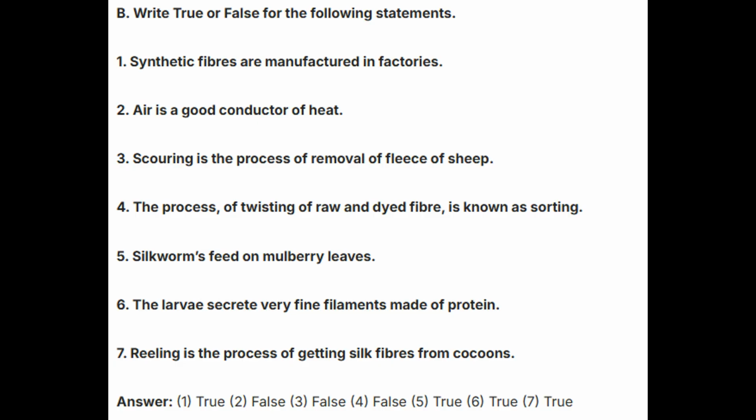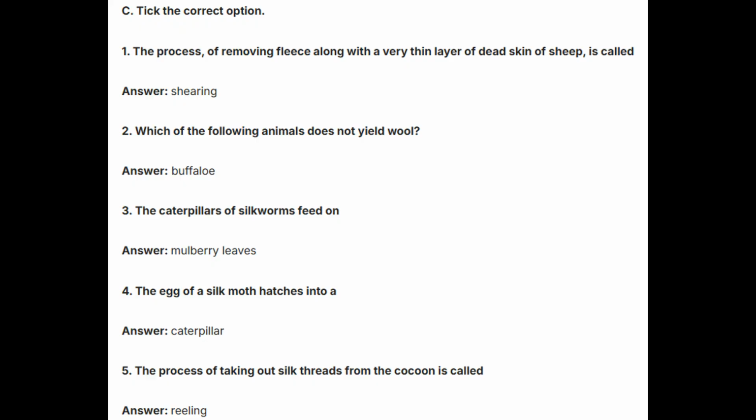False. Fifth, silkworms feed on mulberry leaves. True. Sixth, the larvae secrete very fine filaments made of protein. True. Seventh, reeling is the process of getting silk fibers from cocoons. True. C. Tick the correct option.